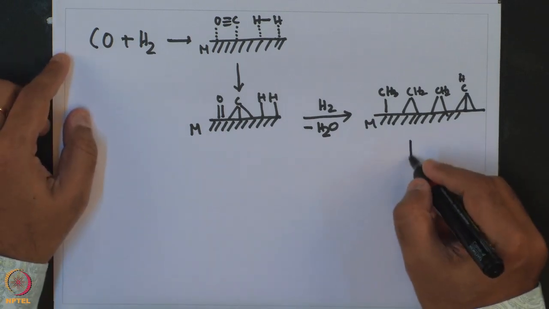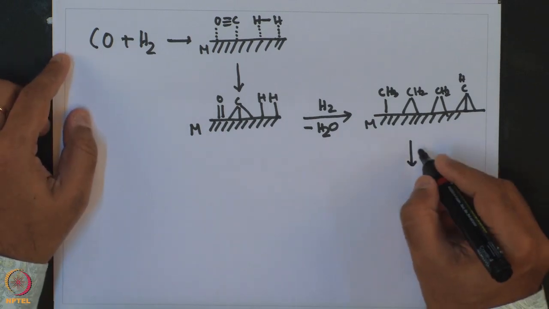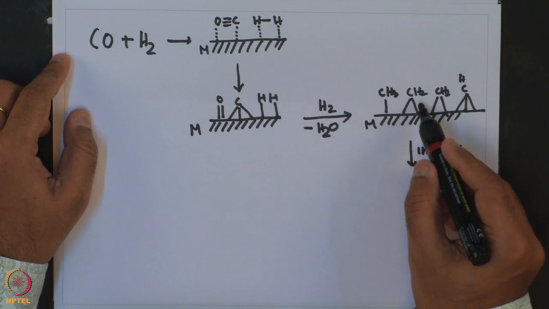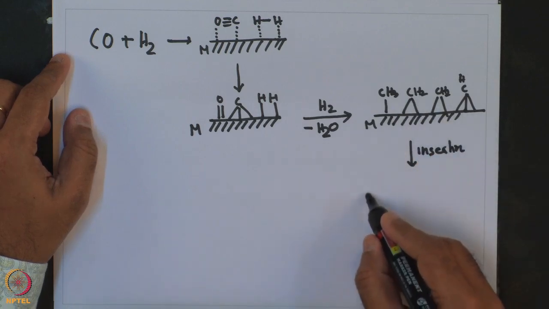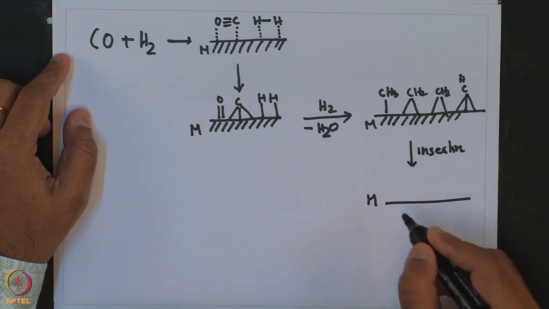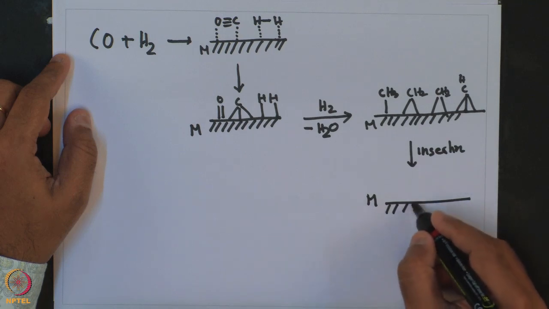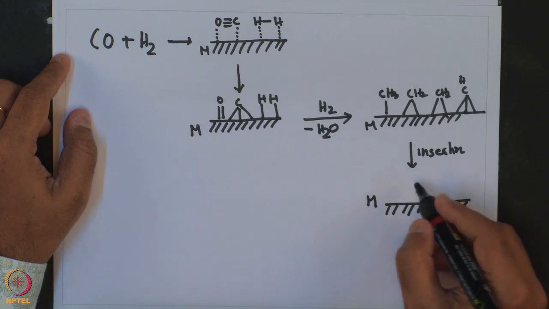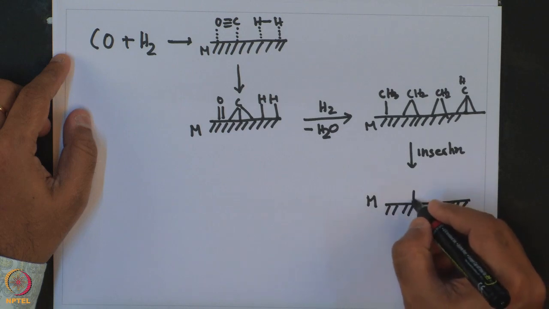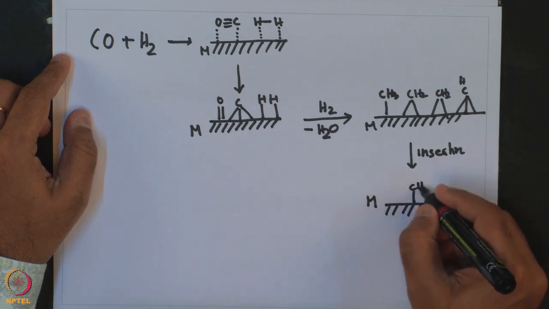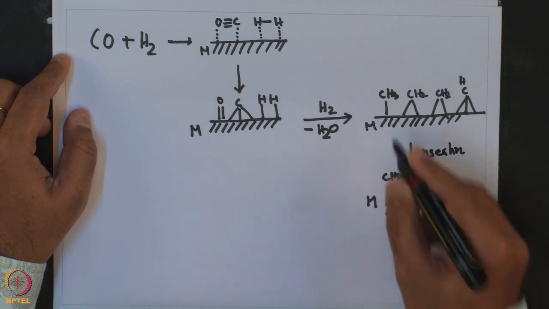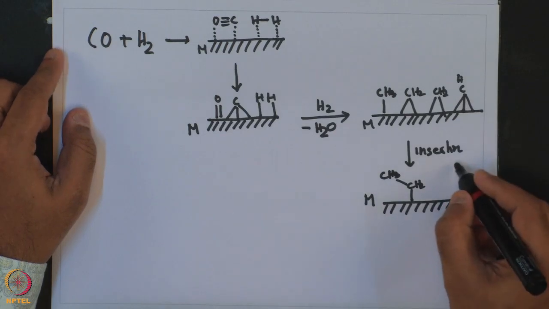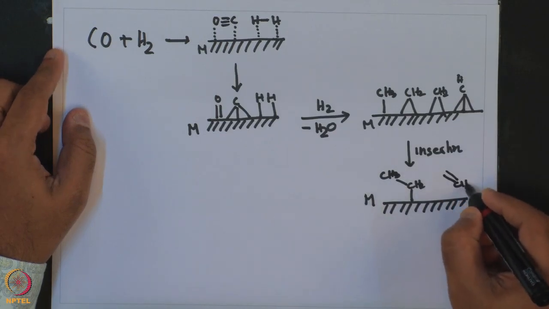So, that can undergo insertion, this methyl into the CH2 group to give this ethyl, higher homologs of methylene or methyl. So, ethyl CH2 CH3 is obtained, and similarly insertion of this to this gives this.